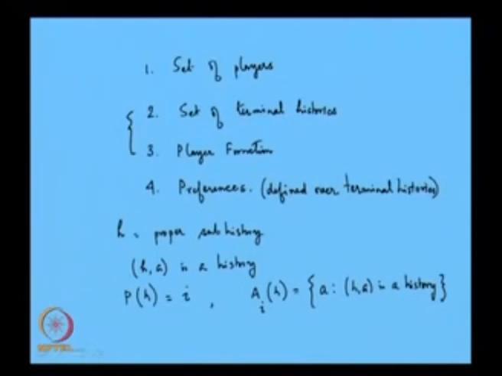So, after a game has reached its final conclusion, the players must be able to say how much they like that outcome. And this outcome is nothing but a terminal history. All players who are involved with the game have taken their decisions, and we have reached a kind of finality. And if the game has reached its finality, people must be able to say how much they like that sort of outcome. And that is what we mean by preferences.